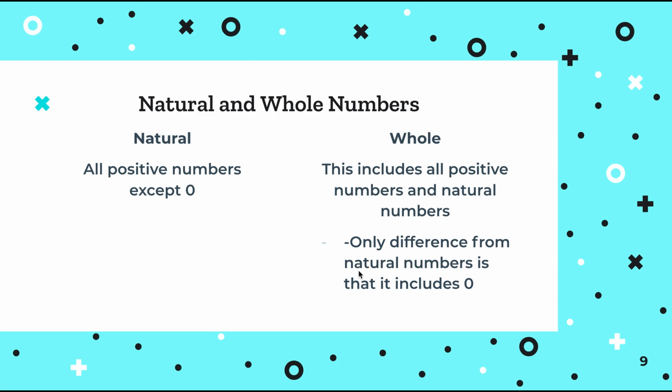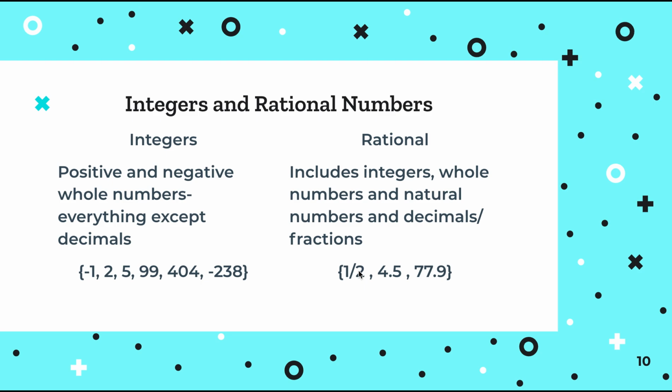Natural and whole numbers. Natural numbers are all positive numbers except 0. Whole numbers are all positive numbers, including 0. Integers and rational numbers. Integers are positive and negative whole numbers, so it's everything excluding decimals or fractions. Rational numbers include everything such as integers, natural numbers, and whole numbers, and fractions and decimals.